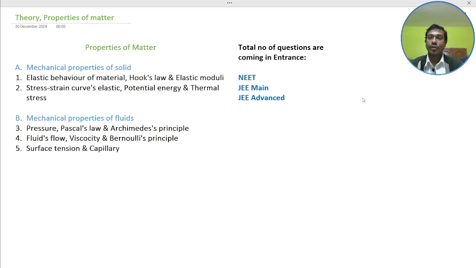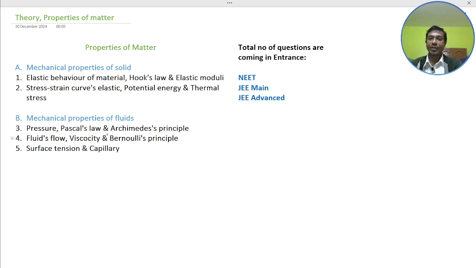So today we will cover the mechanical properties of solids and mechanical properties of fluids: elastic behavior of materials, Hooke's law and elastic moduli, the stress-strain curves, elastic graph, potential energy and thermal stress; mechanical properties of fluids, pressure, Pascal's law and Archimedes principle, fluid flow, viscosity and Bernoulli's principle, surface tension and capillarity.